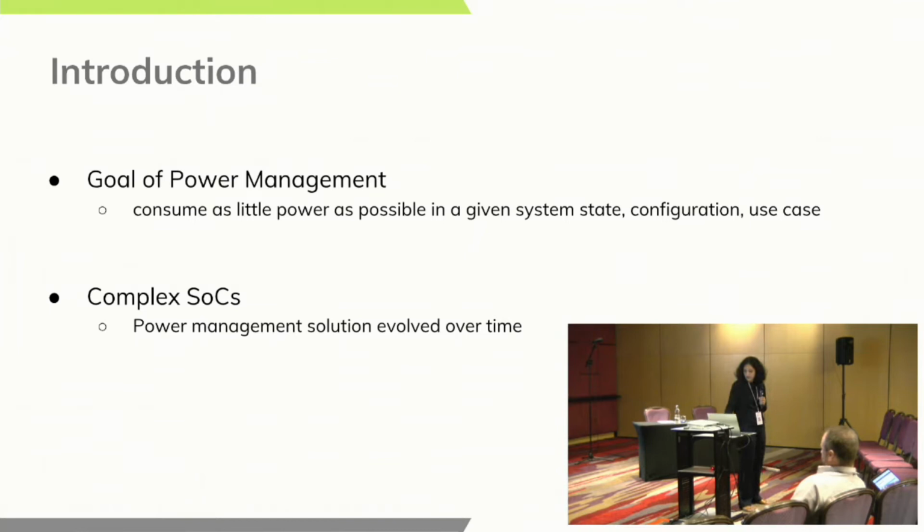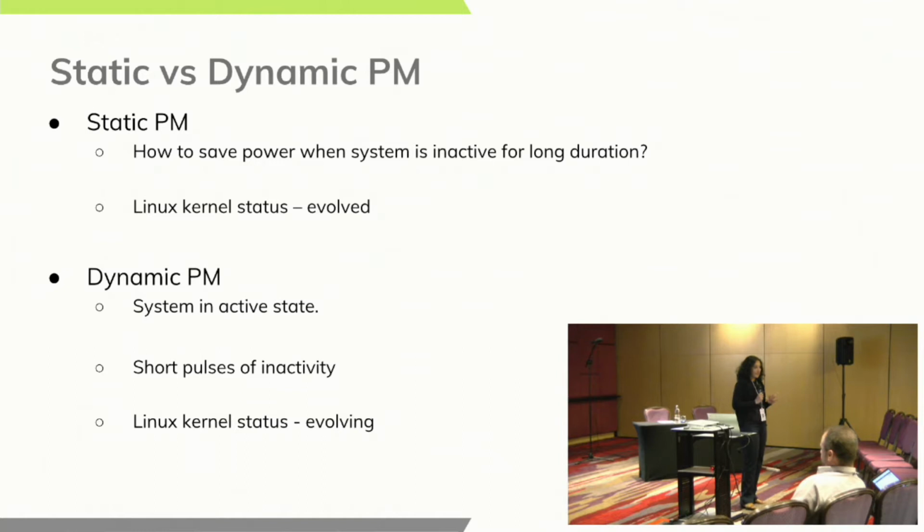Moving on, power management in the kernel can be classified into two: static power management versus dynamic power management. Static power management is about how to save power when the system has been inactive for long periods of time. For example, if a laptop has been idle for 30 minutes or an hour, what to do with all the devices and the entire system in order to maximize power saving. In the case of a phone, it is probably pressing the power off button, and what to do in that case.